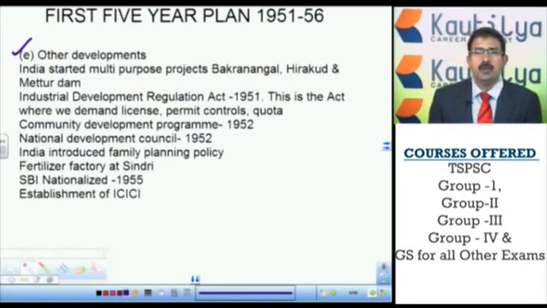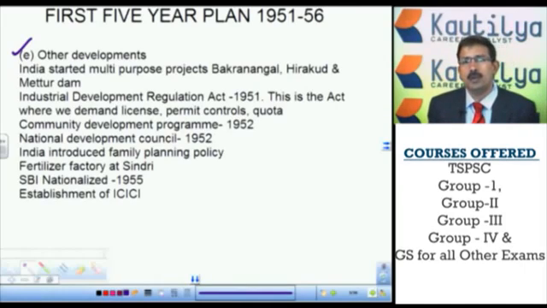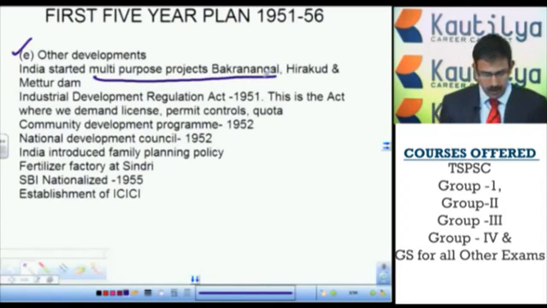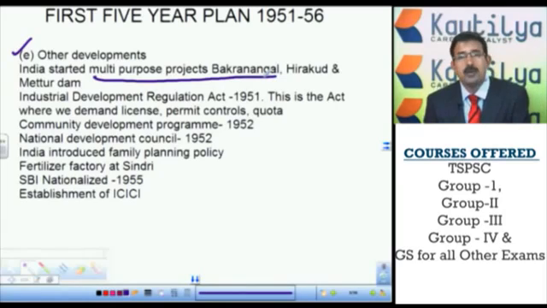And in examinations, questions can be asked in which place such developments have taken place, or in which year such developments have taken place. So that's why place and year both are vitally important in this planning area. In the first 5-year plan, multi-purpose projects were constructed at the Bhakra Nangal, Hirakud and Mettur dams.